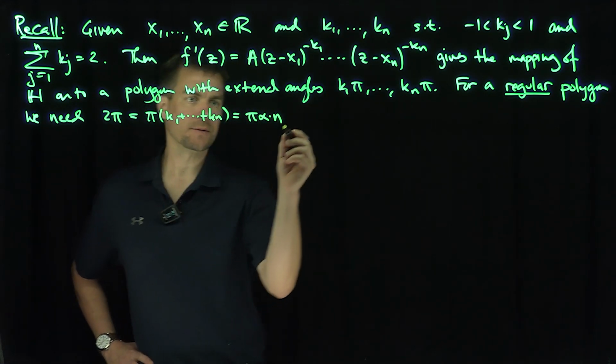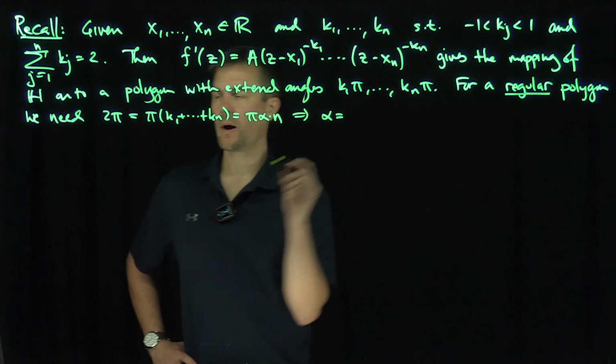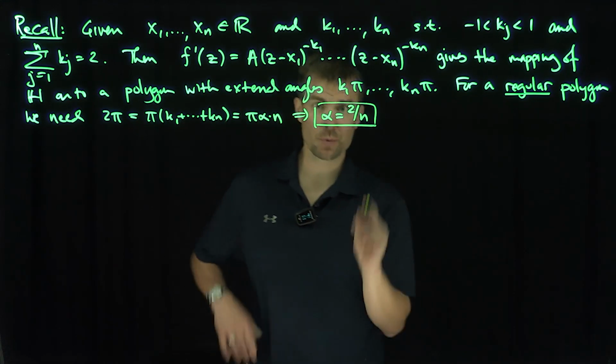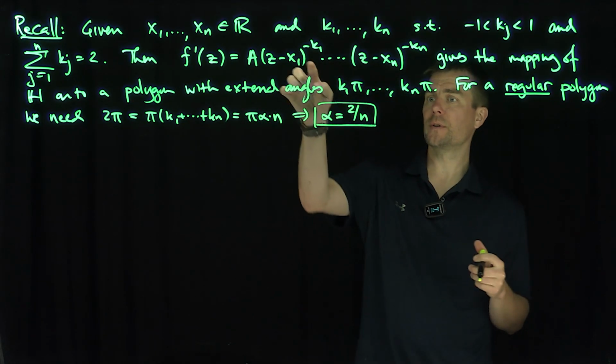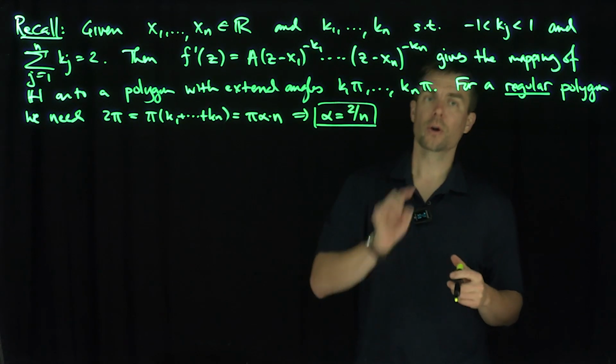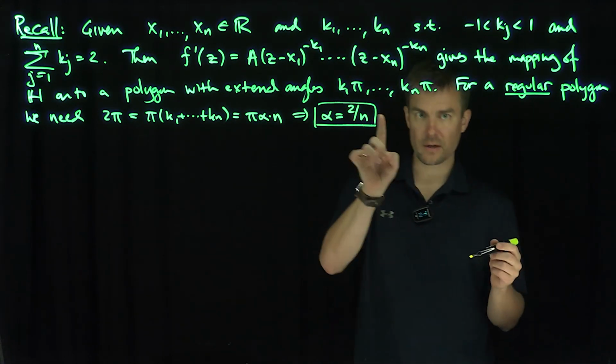So of course the pi cancels out, and that just tells you that alpha has to be what? Alpha has to be 2 over n, right? So these alphas are all 2 over n. So we have our Schwarz Christoffel mapping onto a polygon. All these k's have to be 2 over n, so the exponents are -2 over n, -2 over n, -2 over n. Good.